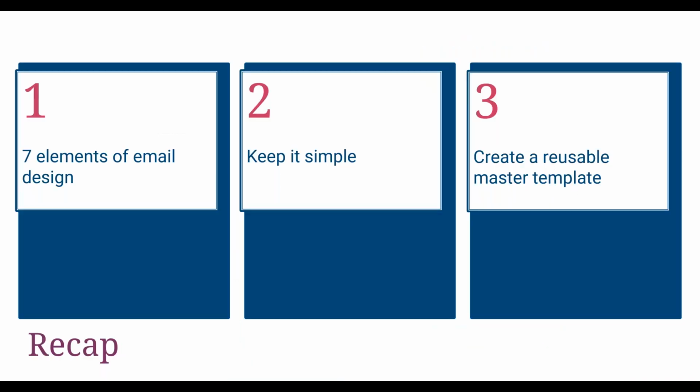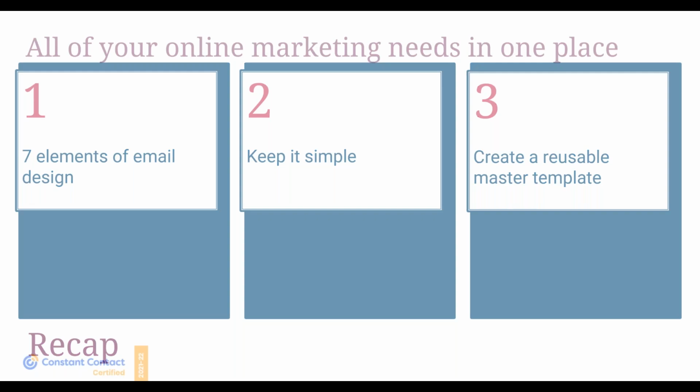So let's just recap on what we've learned. We've just covered the 7 elements of email design. So create your master template using those 7 elements. And remember that when you create your email, you only have to change 5 of those elements. You don't have to keep creating a new email every time. You copy that master template and add the things that you want for that specific email.